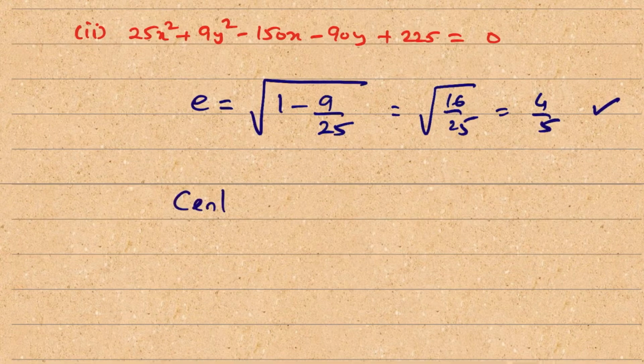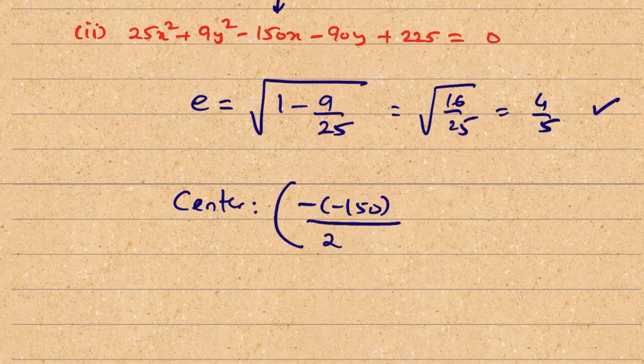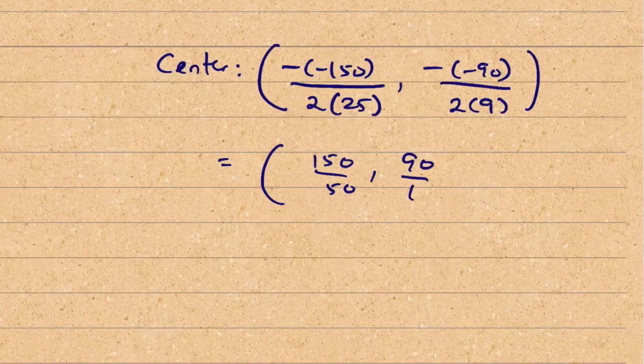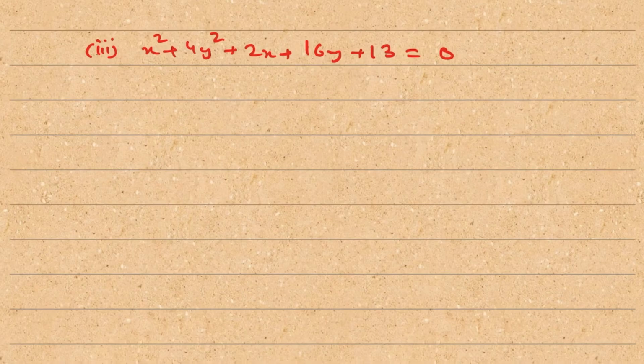The center, if you want to find the center, so it will be minus g, so I will write minus of minus 150, divide by 2 into coefficient of x square, which is 25. Similarly, y coordinate will be minus of minus 90 divided by twice of coefficient of y square, which is 2 times 9. So answer will be 150 divided by 50, 90 by 18. So you can write 3, 5. That is the answer.